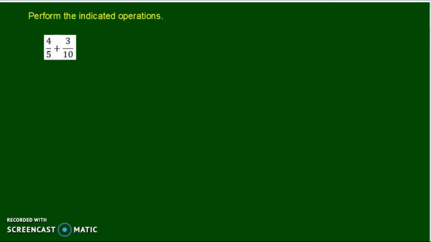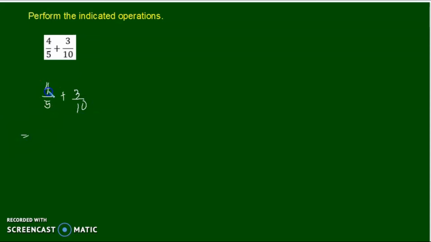Before we proceed to the main topic of this video, let's have a short recall on adding and subtracting fractions. Let's have the first example, 4/5 plus 3 over 10. In this case, there are two addends. Then, you can do the cross multiplication. That is 4/5 plus 3 over 10.